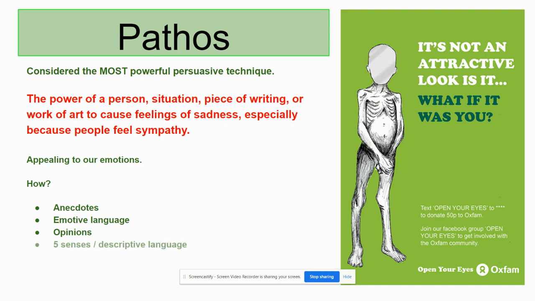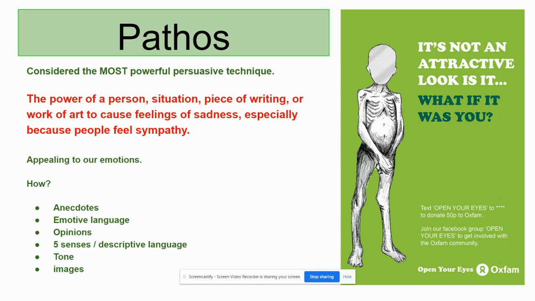Using the 5 senses, what might you see, hear, etc. Descriptive language, as we've talked about. Tone, the way that you actually speak, lowering your tone, softening your tone, can make it sound more sympathetic. And images as well. So if you have a look at the Oxfam advert that you can see on this page here, you can see that they have used an image.